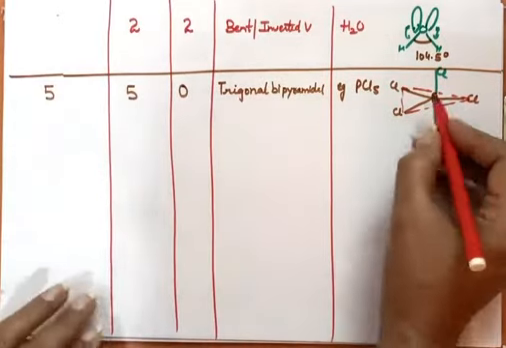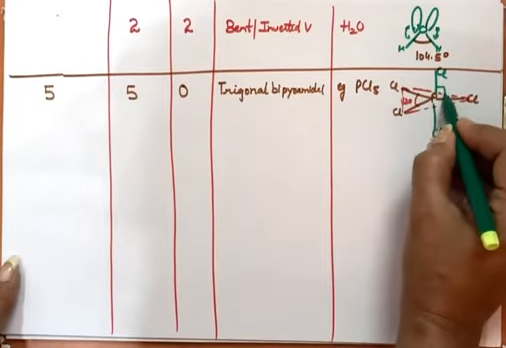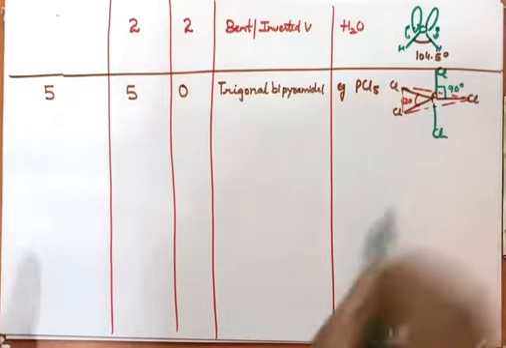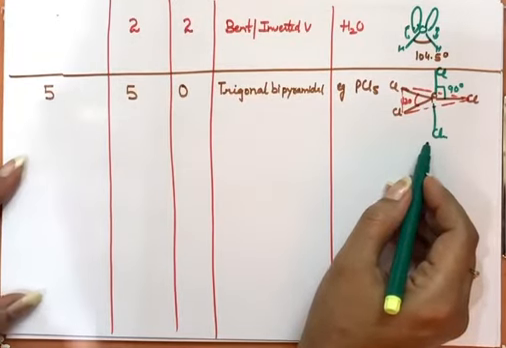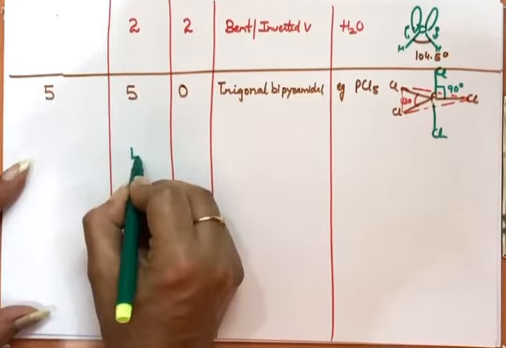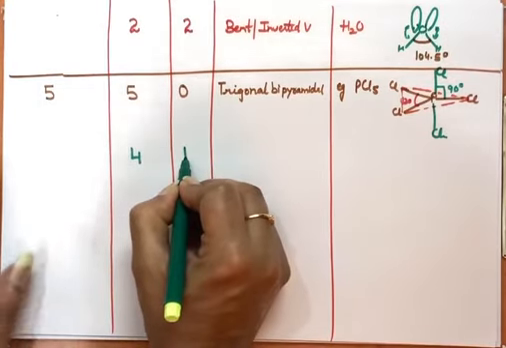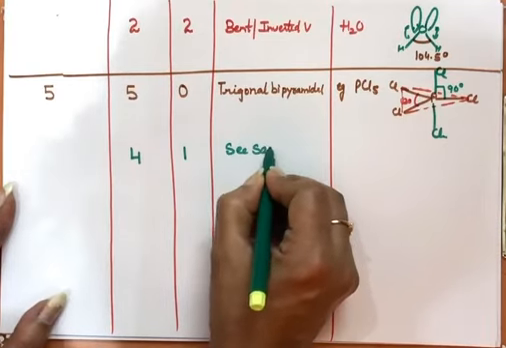These are making an angle of 120 degree, but above the plane and below the plane the angle is 90 degree. So this kind of geometry is called trigonal bipyramidal geometry. But if 5 electron pairs are there and there are 4 bond pairs and one lone pair here, then the shape is called a seesaw shape.